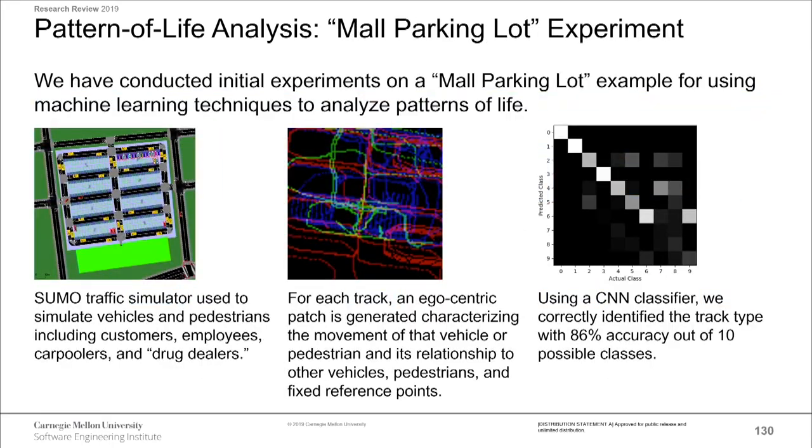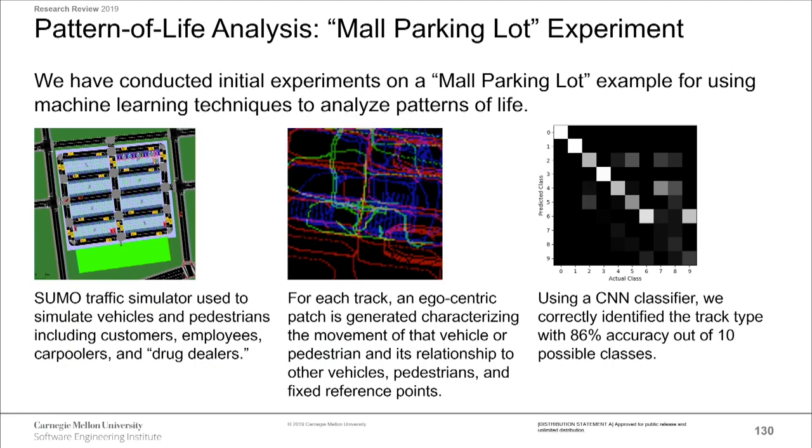We asked ourselves the question: suppose that we already have perfect trackers and perfect object detectors, what can we do with that data? We did this using a simulation experiment, which we call the mall parking lot experiment. You can imagine a camera or a drone that has its camera trained on a parking lot. We can see cars and people moving around in this parking lot, and the question is, can we figure out what these cars and people are doing from that?